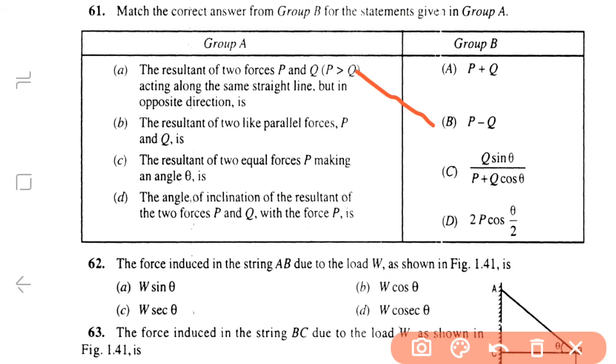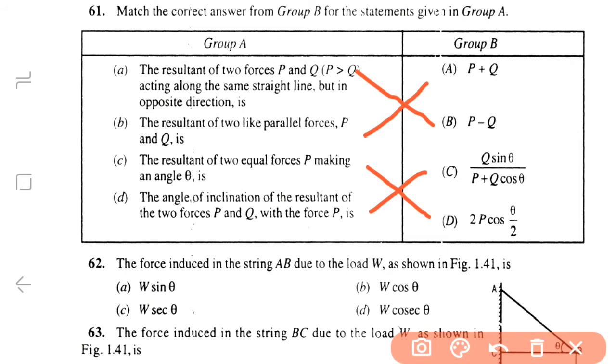Okay, now next is the resultant of two like parallel forces P and Q is, here option A, that is P plus Q, is the correct answer. Now next is the resultant of two equal forces P making an angle theta is, here option D is the correct answer, that is 2P cos theta upon 2. And next is the angle of inclination of the resultant of the two forces P and Q with the force P is, answer is option C, Q sin theta upon P plus Q cos theta.